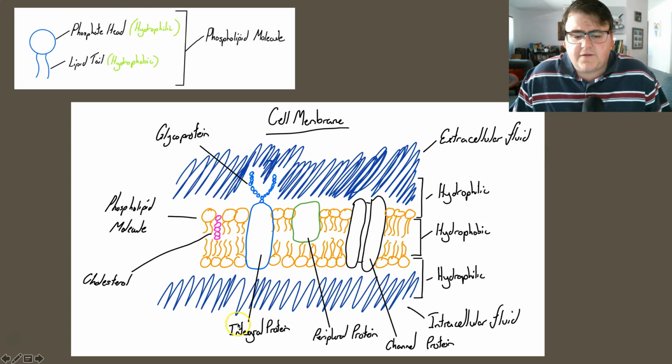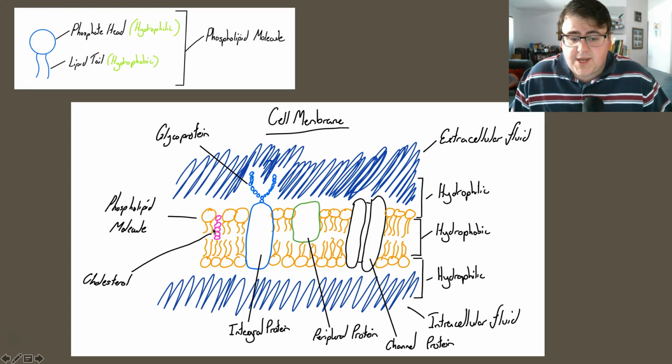We have our intracellular fluid, which is on the inside of the cell, and then we have the cell membrane separating those two. We have our phospholipid molecules, which have separated themselves into a hydrophilic and hydrophobic nature. We have our cholesterol embedded inside the phospholipid molecules to increase or decrease the fluidity of the animal cell.